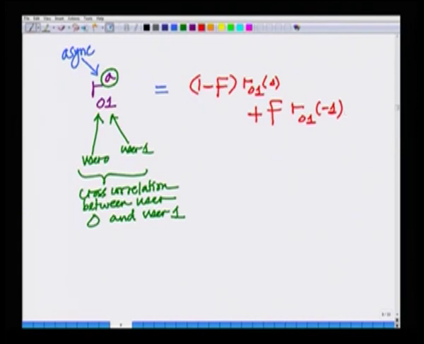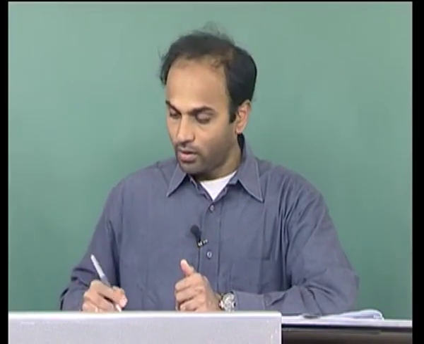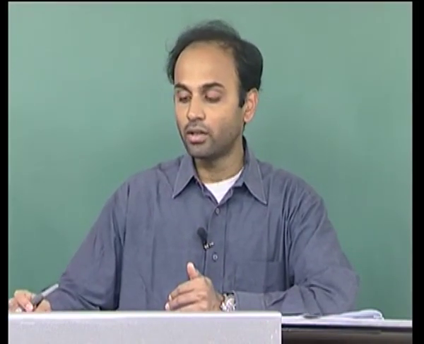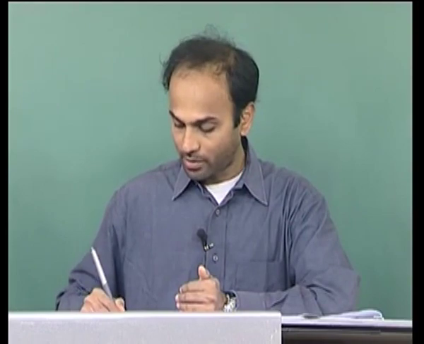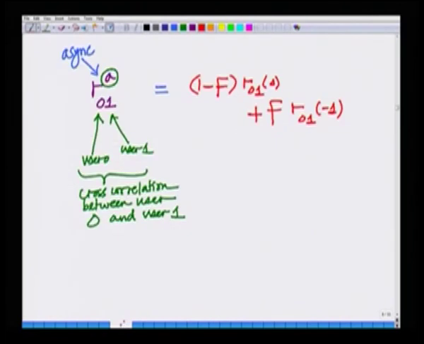Alright, so let me explain this. As this delay varies as a fraction of the chip time, between 0 and 1, the correlation is 1 minus f times R01 shifted, that is no shift, the shift corresponding to 0. However, the part corresponding to f correlates between C0 and C1 corresponding to a lag of minus 1, that is the shifted code sequence C1.